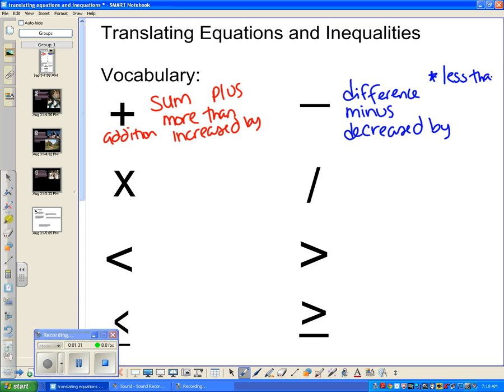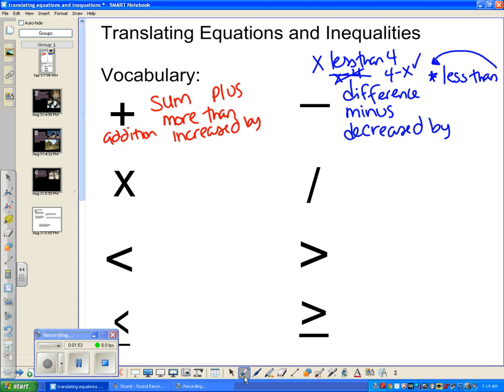And then what I also want you to do is draw that. Whenever you see less than, you have to reverse the order. So for instance, if I said x less than 4, most people want to say that that's x minus 4. It's actually 4 minus x. Anytime you see less than, you just switch those two numbers around.